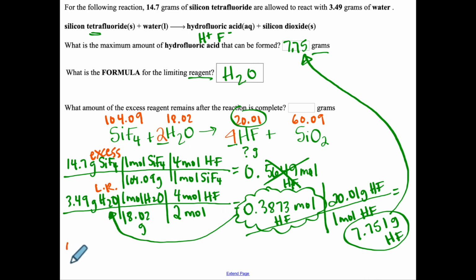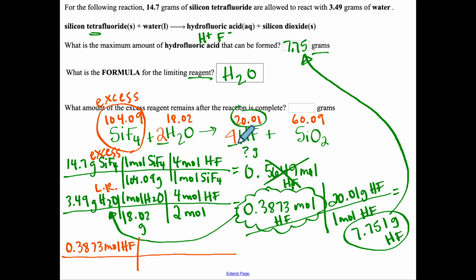So we're going to start with 0.3873 moles of hydrofluoric acid. And from there, we can convert to any number of moles of any of these things. Right now, we're specifically concerned about how many moles of silicon tetrafluoride we have used in the reaction because that's the excess. So we're going to convert from moles of hydrofluoric acid, which is 4 because of this number, to moles of silicon tetrafluoride, there's 1. And then we want to go ahead and go to grams because that's how we're going to get our answer for how much of the excess is left.